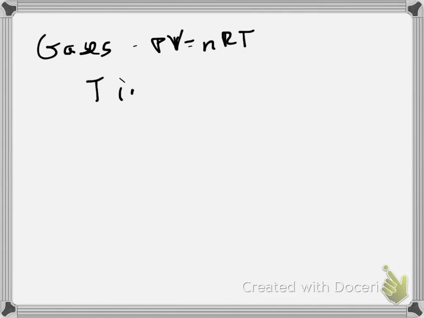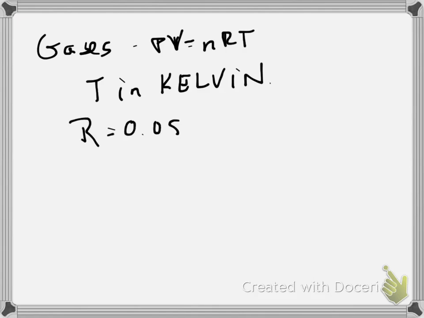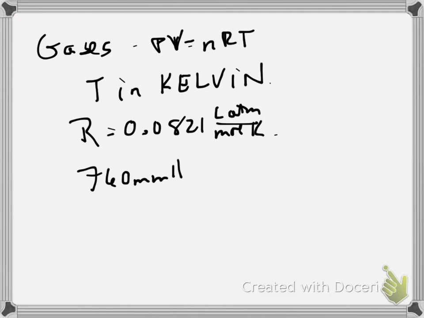All right, so remember gases. Ideal gas, PV equals nRT. T in Kelvin. R, that I remember, is 0.0821 liter atmospheres per mole Kelvin. 760 millimeters mercury is equal to 1 atmosphere. That's equal to 101.5 kilopascals.